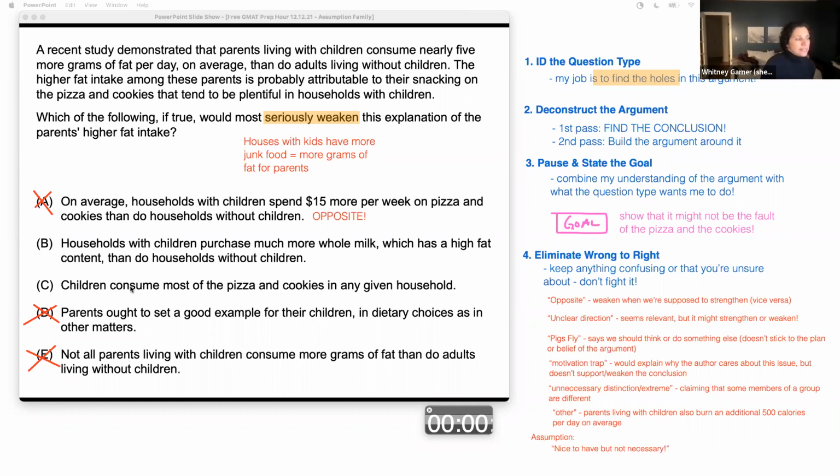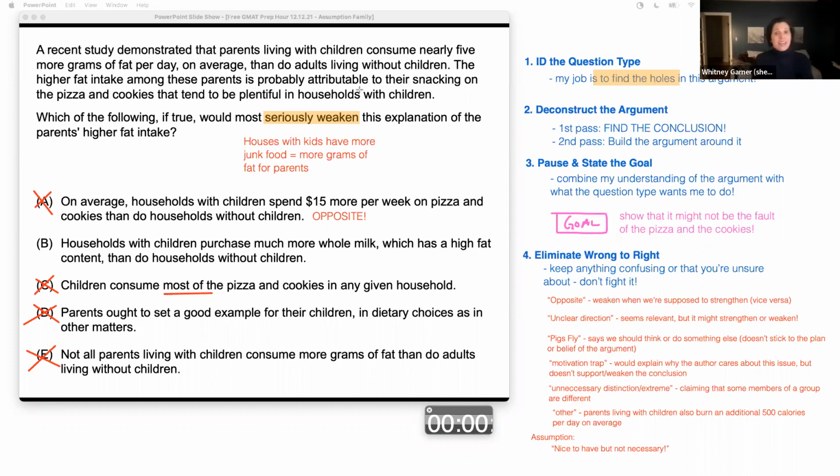So we're down at these 2. And it turns out that C is kind of part of the same unnecessary distinction. It doesn't matter that children consume most of the pizza and cookies. If there's still pizza and cookies left for parents in numbers greater than those for the adults that don't live in houses with kids, then we're still okay. The argument is still okay.